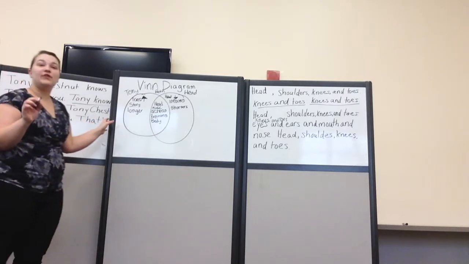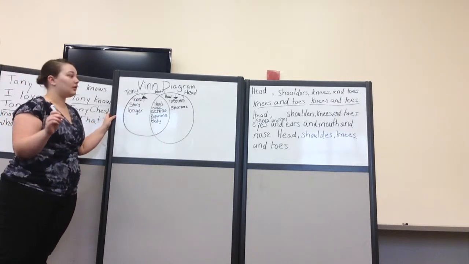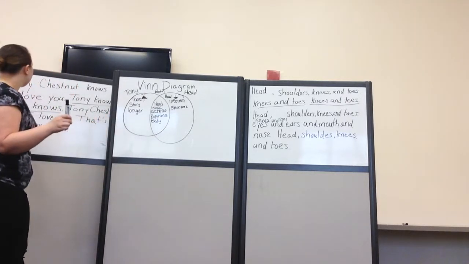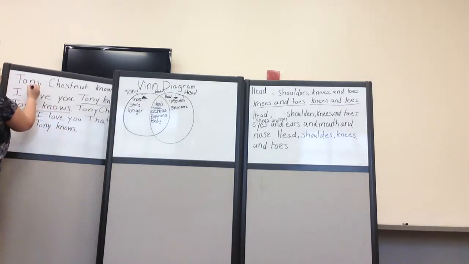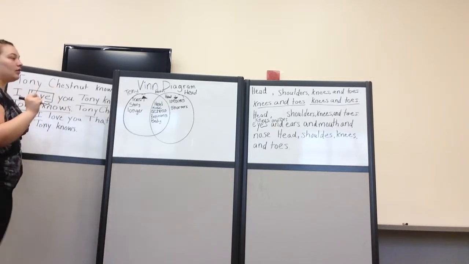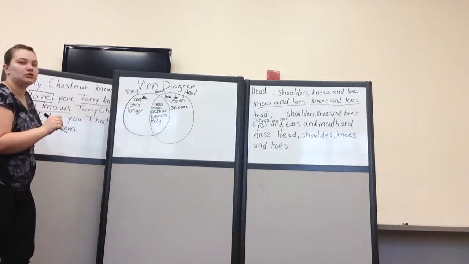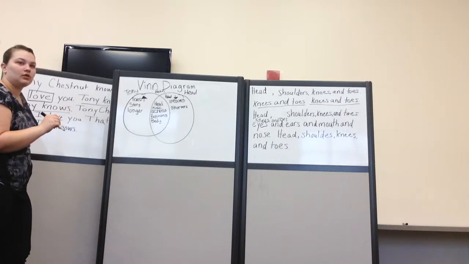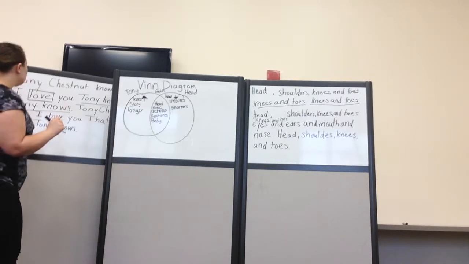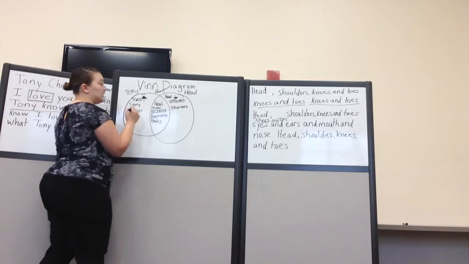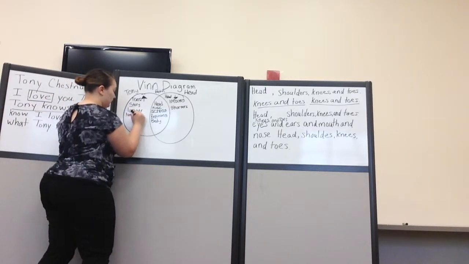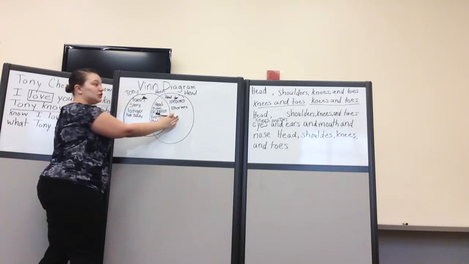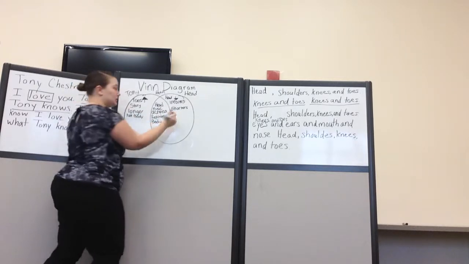Now, here's a very tricky one, okay? I'm going to try to help you out with one. In Tony Chestnut right here, what was different about this word, love, than Head, Shoulders, Knees, and Toes? It's not a body part. So Tony Chestnut has things that are not body parts, while Head, Shoulders, Knees, and Toes were all body parts.